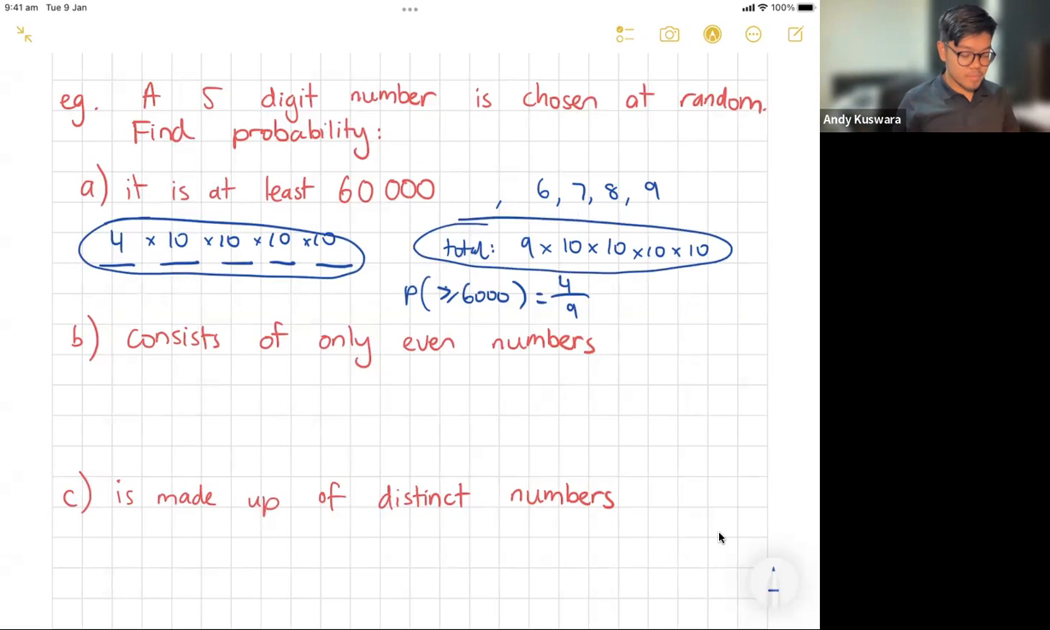Yep. Hopefully it makes sense why we chose that 9, because that 9 there is because we can't start with a 0. So that means we only have 9 options for the first number. But anything after that, I can have a 0, I can have a 1, 2, 3, 4, 5, 6, 7, 8, 9. That's fine. I just can't start a number with 0. So that's why there's 9 and then 10 choices for the rest. Hopefully that makes sense. Now, what if I want to find a 5-digit number that consists only of even numbers?